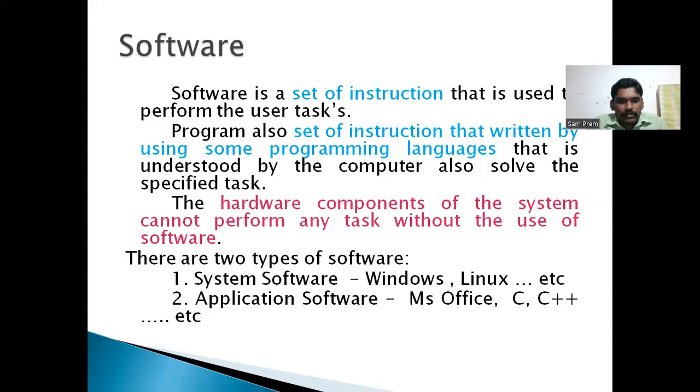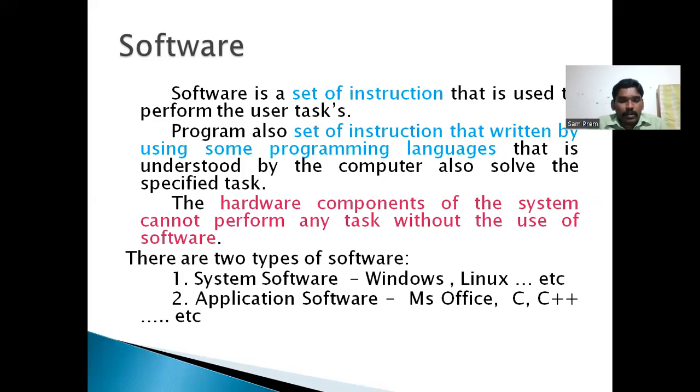In that we have two types of software. One is system software, another one is application software. System software is a set of instructions that acts as a platform for other software. For example, operating systems like Windows, Linux, Unix. These are some of the system software.